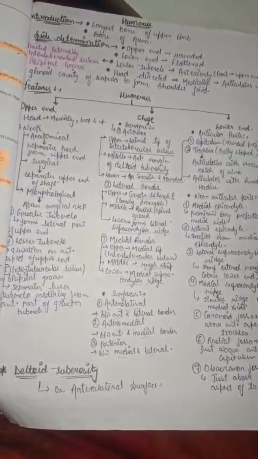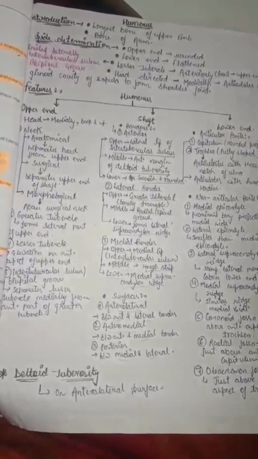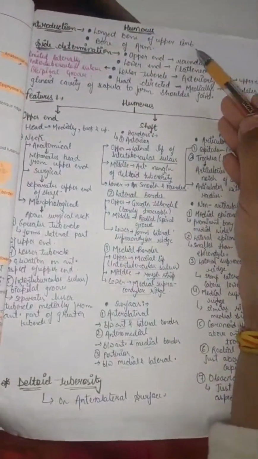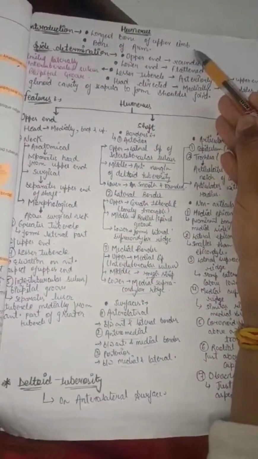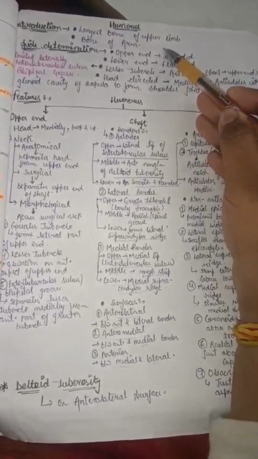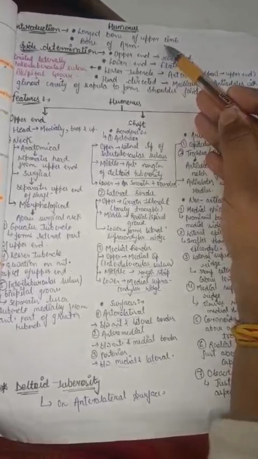The topic of today's video is humerus. So let's start with its introduction. First of all, it is the longest bone of upper limb among the 32 bones present. Second one, it is the bone of arm, means the single bone of upper arm.